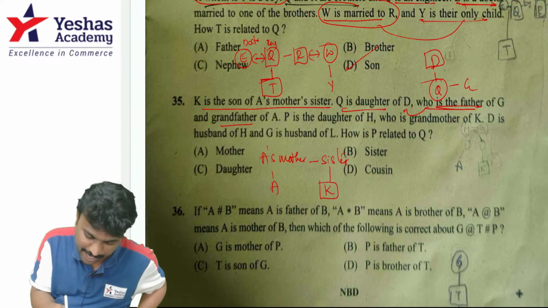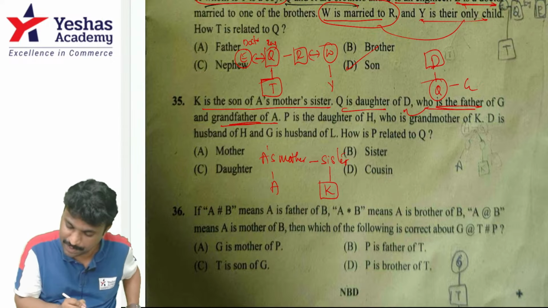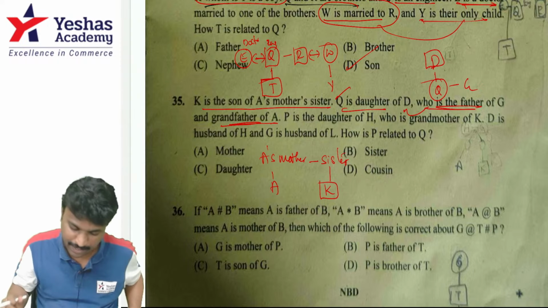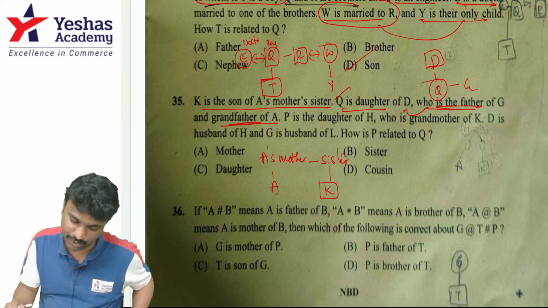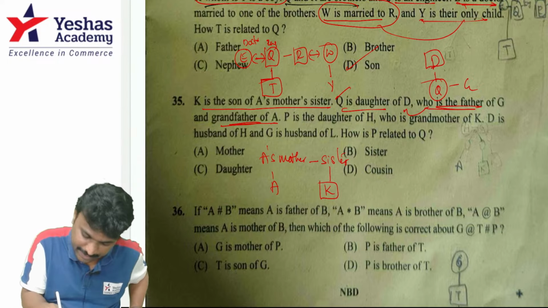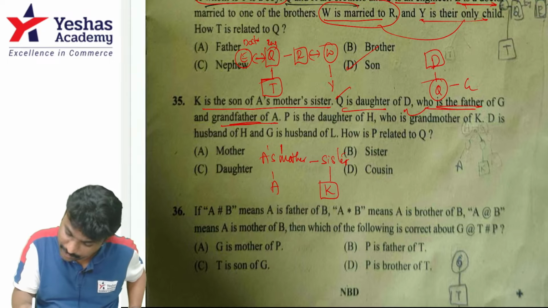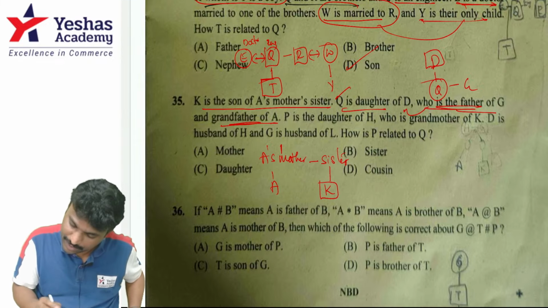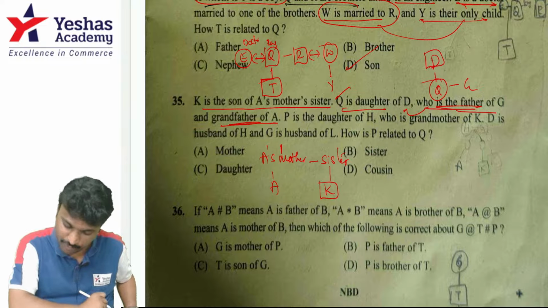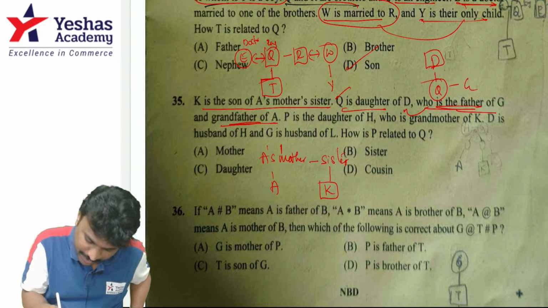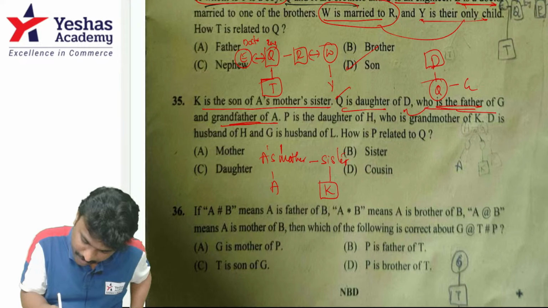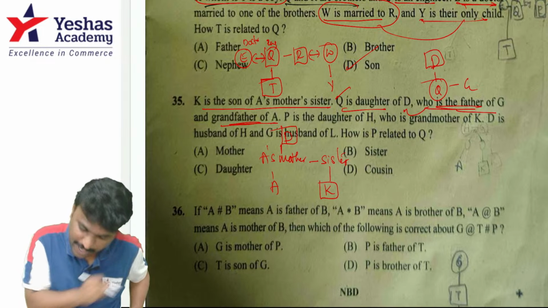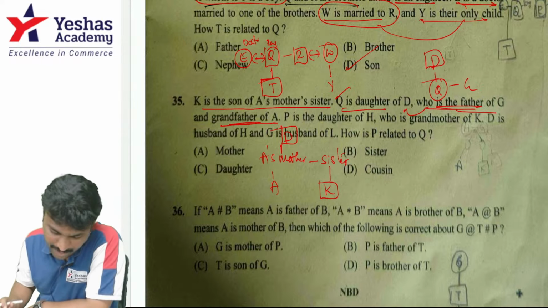Next, the grandfather of A, and refers to the first person. So who is the first person? Q is the grandfather of A. That means who is the father of G and grandfather of A? That means D is the father of G and grandfather of A. D should be over here. That means grandfather of A, D should be above. All right. And what next?